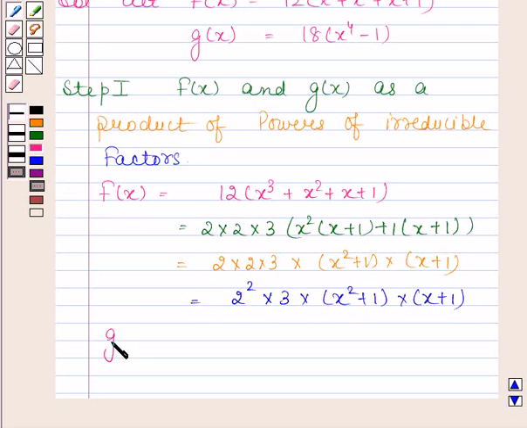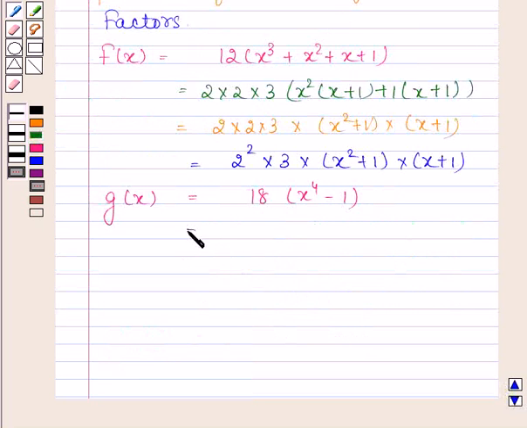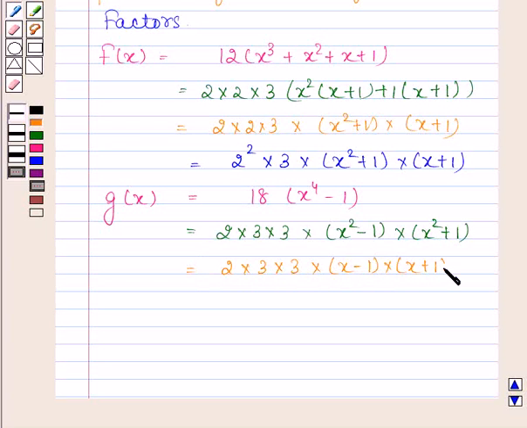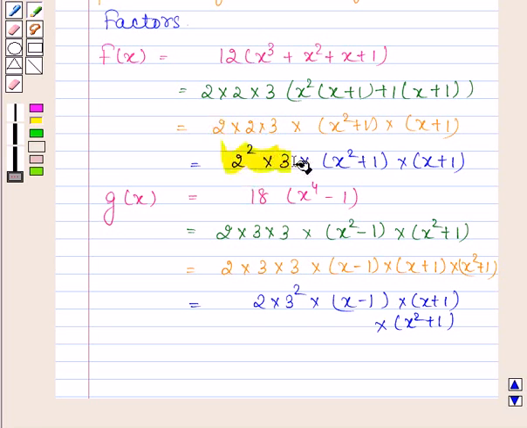Now g(x) is equal to 18 into x to the power 4 minus 1. Now 18 is equal to 2 into 3 into 3, and x to the power 4 minus 1 can be written as x square minus 1 into x square plus 1 by the identity of a square minus b square. This is equal to 2 into 3 into 3 into x square minus 1, which is x minus 1 into x plus 1 into x square plus 1. This is equal to 2 into 3 square into x minus 1 into x plus 1 into x square plus 1. So we have written f(x) and g(x) as product of powers of irreducible factors.